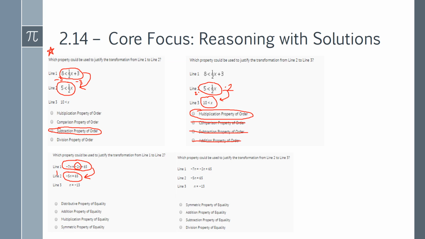So I added 2n to both sides, so the key word there is I added, addition. Look at your options. I've got addition property of equality.